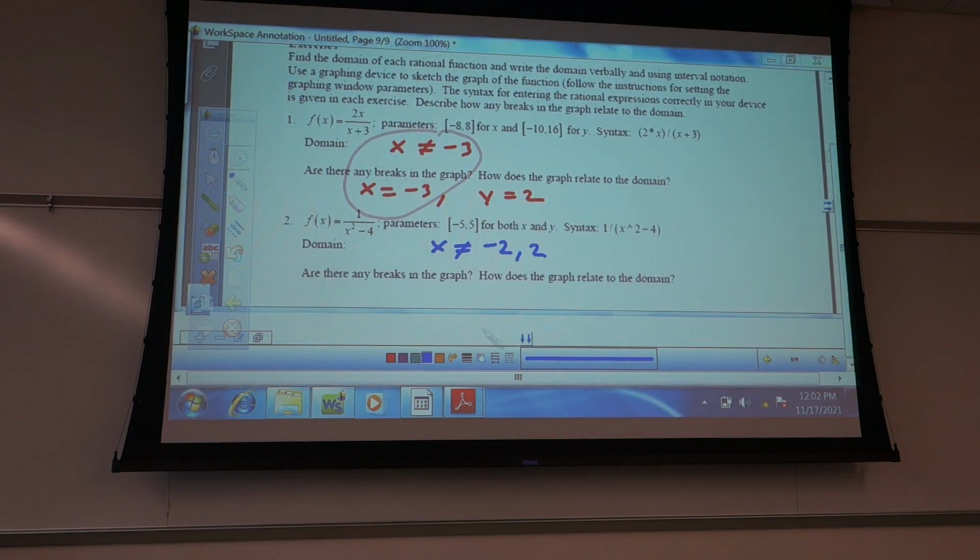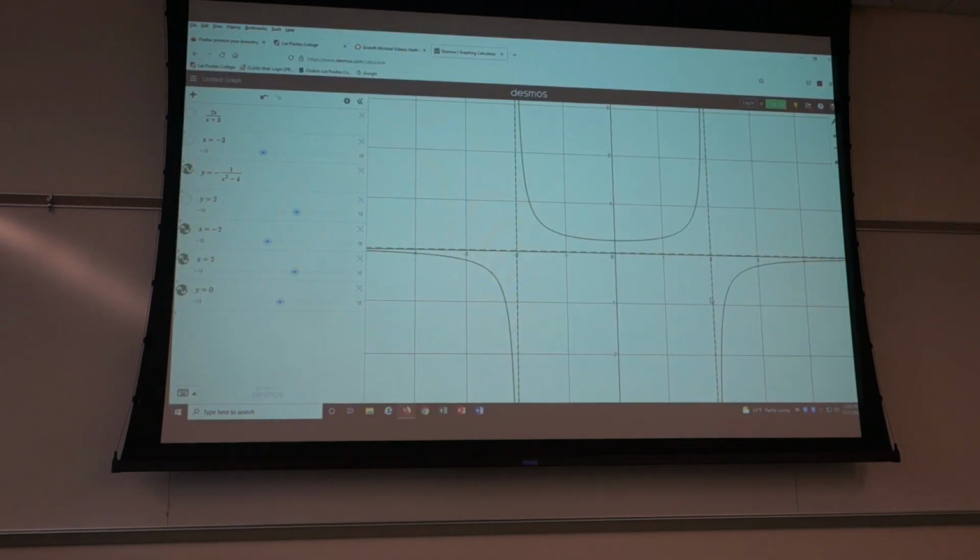And where are my breaks? Well, definitely had some breaks at x equals -2 and another break at x equals 2. And where's my last break? It's the y break. Y equals what? The horizontal one, y equals what? 0. All right, because all along here, y is 0. As I slide along here, can anyone see that? What stays at 0?